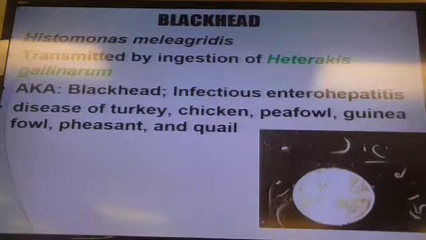Those who did necropsy. Cecum. Oh, yes, cecum. Cecum. So this is your avian cecal nematode. Avian cecal worm. You will find them typically when we do necropsies on chickens.